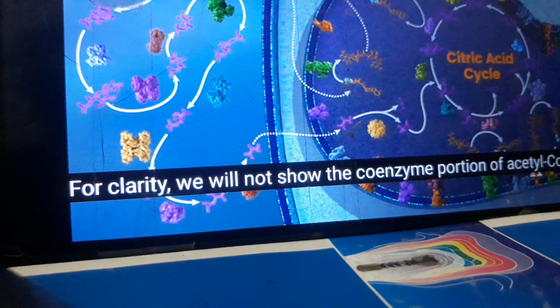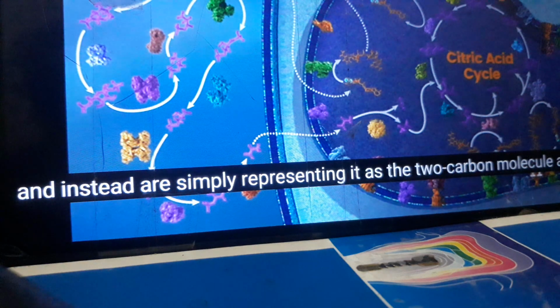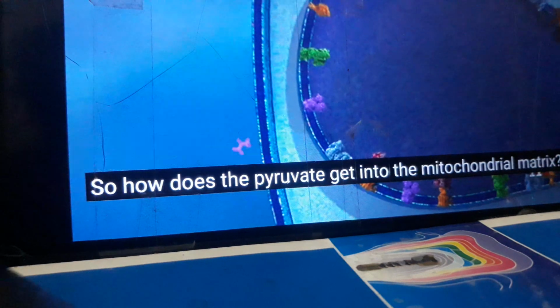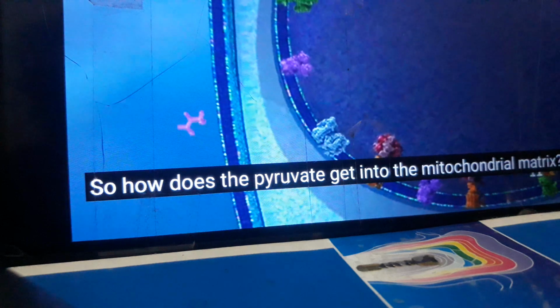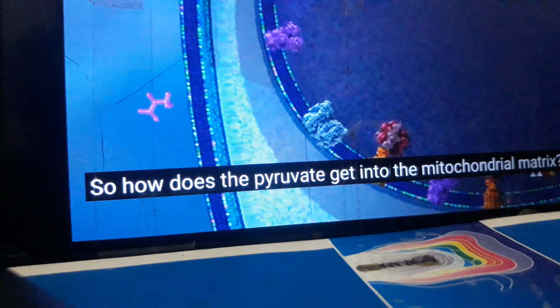For clarity, we will not show the coenzyme portion of acetyl-CoA this time. Instead, we simply represent it as a two-carbon molecule, acetate. So how does the pyruvate get into the mitochondrial matrix?